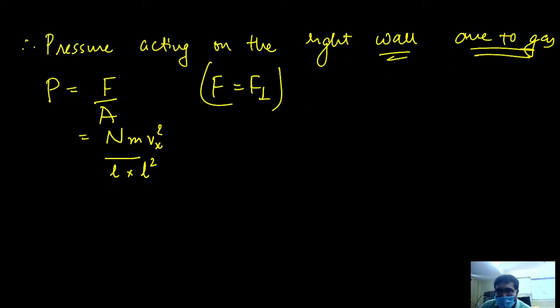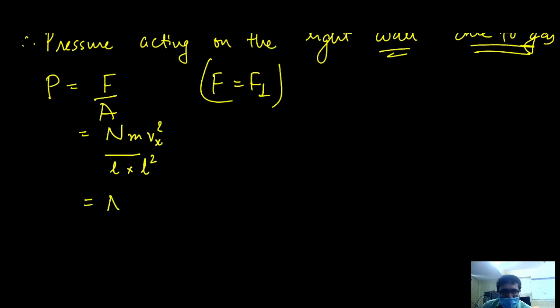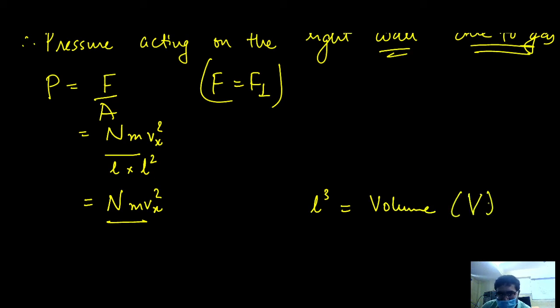Now, L into L squared, that is nothing but L cube. L cube is volume, isn't it? Of this cube. L cube is volume, capital V.